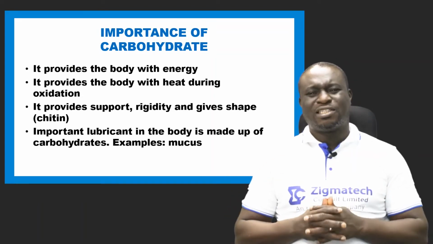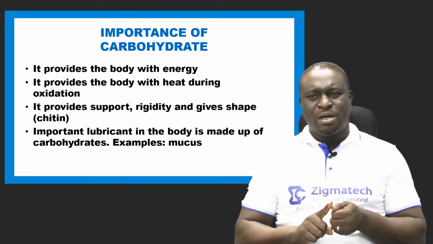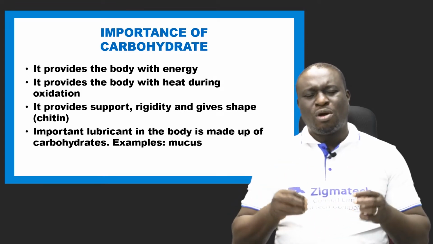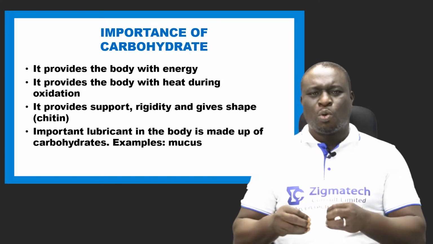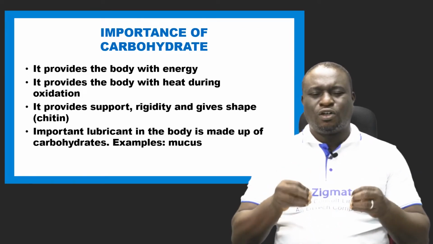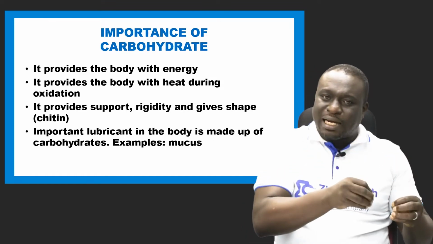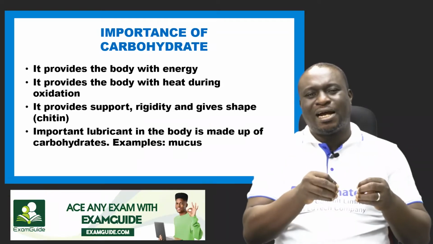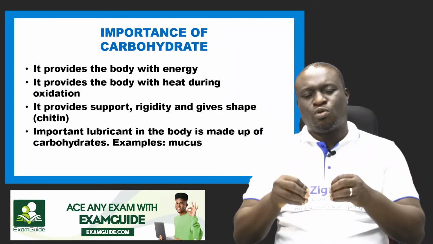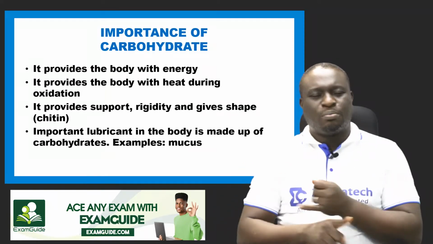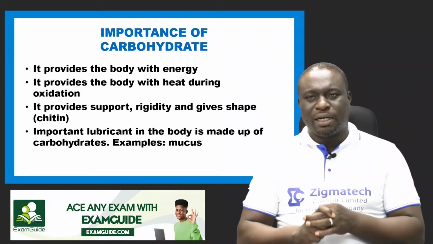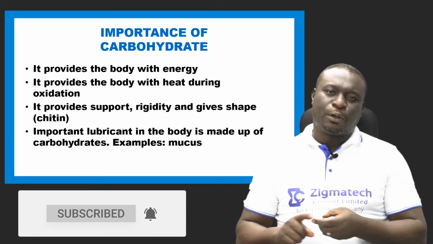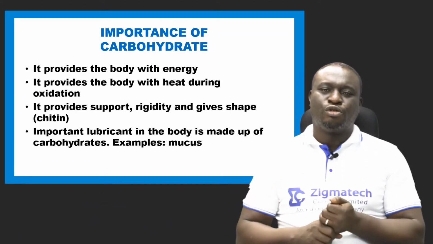Number 3 is that it provides the body with support, rigidity, and shape. Now, one of the examples of carbohydrate is chitin. And if you could recall, when we talked about tissues and supporting systems, we said that the cuticle, which is an exoskeleton, is made up of chitin. So if chitin is a part of an exoskeleton, and of course we know that one of the functions of the skeleton is to provide support, give rigidity and shape to the body. Therefore, one of the importance of carbohydrate is also to provide support, give rigidity and shape to the body.